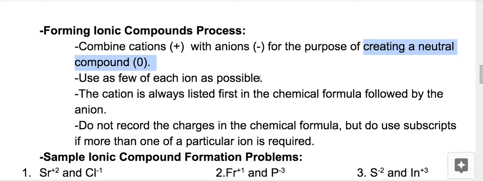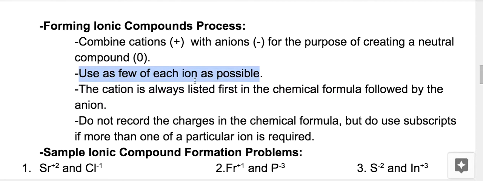So we also want to use as few ions as possible. Just like we simplify in math, like you're not going to say 4 out of 8, you're going to simplify it to 1/2. We also simplify, so we use as few of each ion as possible.